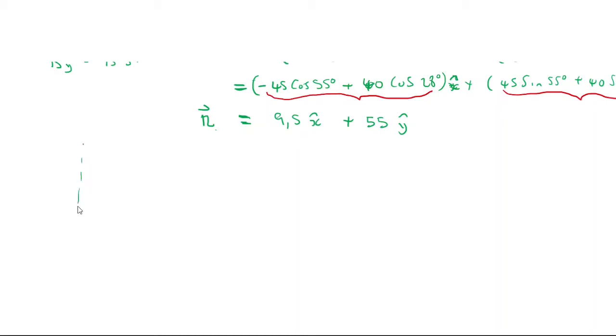If I draw my Cartesian plane, this vector is 9.5, so maybe 9.5 is somewhere here. Then it's 55. 55 is a very big number, so I'm not drawing to scale, so this is 55, and here this is like 9.5. So if I was to draw, it would meet somewhere here. So I can draw a vector. It turns out that it's a vector like this. This is what the resultant vector looks like. Then my theta is going to be this one here. That's the direction of that vector.